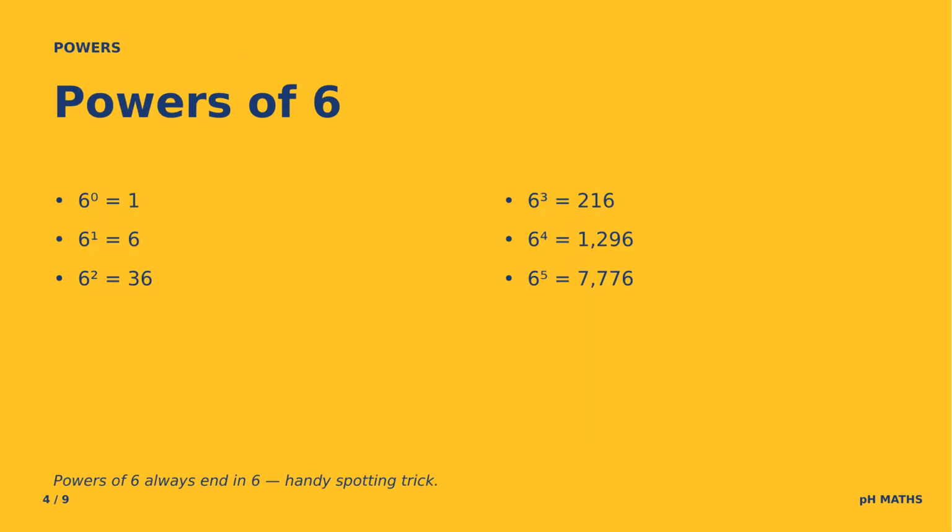Powers of 6. 6 to the 0 is 1. 6 to the 1 is 6. 6 squared, 36. Cubed, 216. To the 4th, 1296. And here's a lovely spotting trick. Every power of 6 ends in a 6. 6 squared ends in 6. 6 cubed ends in 6. 6 to the 4th ends in 6. So if a number is a power of 6, you will see the 6 on the end.